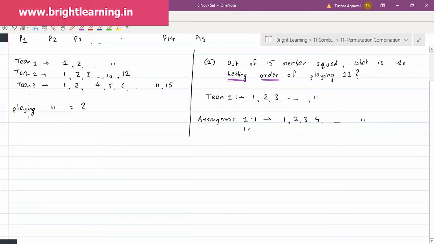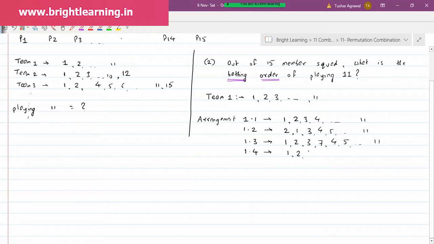So let's say arrangement 1.1 will be 1, 2, 3, 4, and so on up to 11. Straightforward. Arrangement 1.2: what is arrangement 1.2? Let's say 2, 1, and then 3, 4, 5, 6, and so on up to 11. Or let's say arrangement 1.3: 1, 2, 3, 7, and then 4, 5, and so on up to 11. It's a very weird arrangement. Then arrangement 1.4.